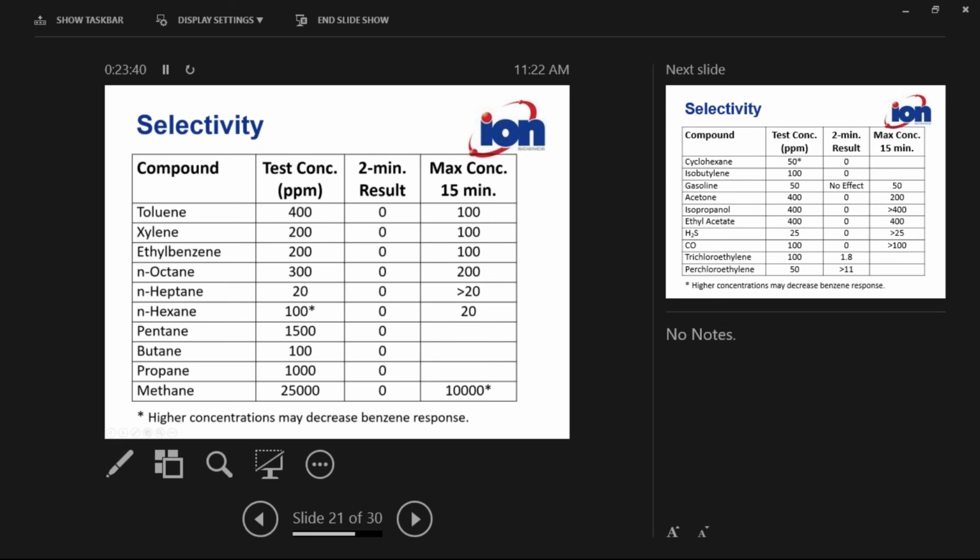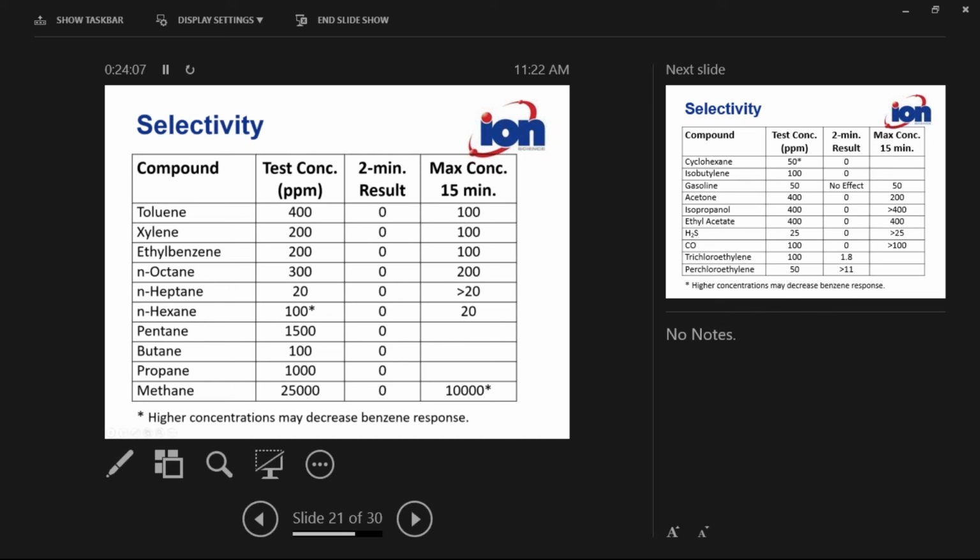Methane is one that you might have in higher concentrations, and this is a typical PID response: up above about 10,000 ppm or 1%, it will suppress the PID response. So that's nothing to do with the tube. That's just the normal effect of the PID.